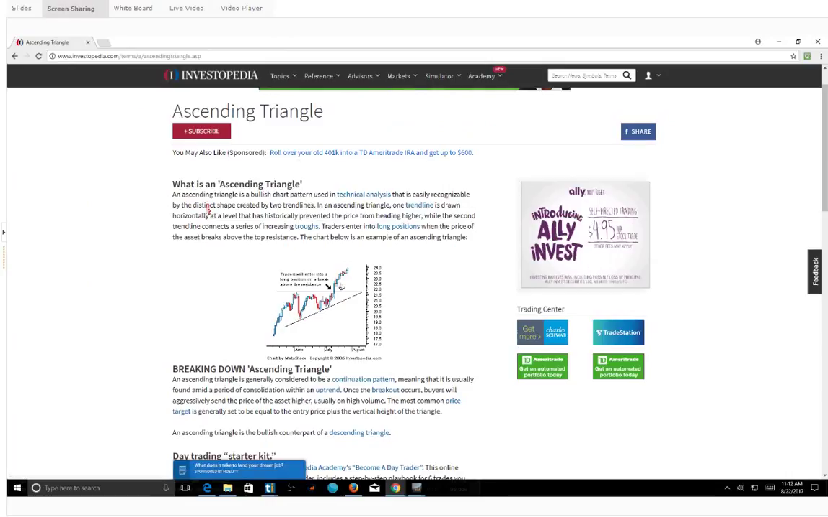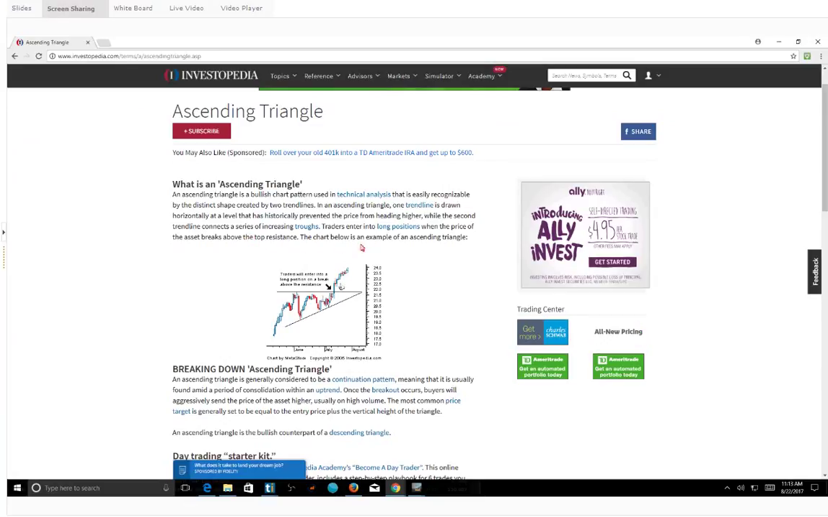An ascending triangle is a bullish chart pattern used in technical analysis that is easily recognizable by the distinct shape created by two trend lines. In an ascending triangle, one trend line is drawn horizontally at a level that historically prevented the price from heading higher, while the second trend line connects a series of increasing troughs. Traders enter long positions, which is buying low, selling high, when the price of the asset breaks above the resistance.